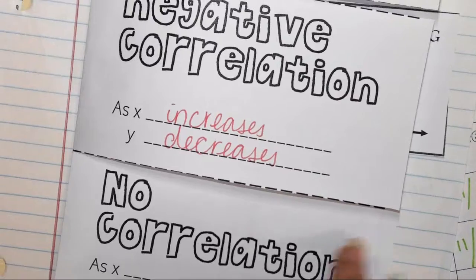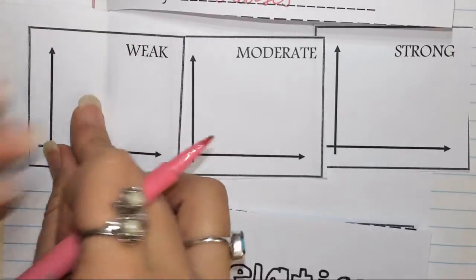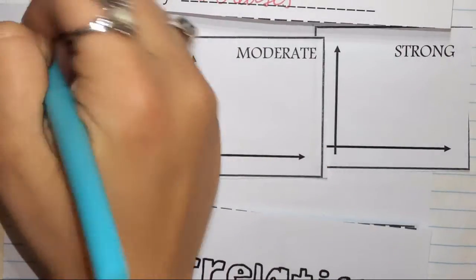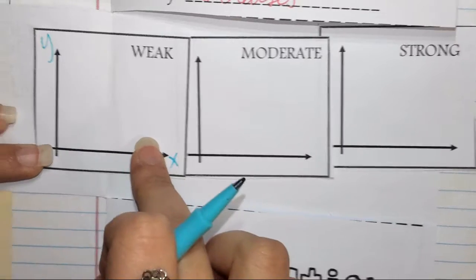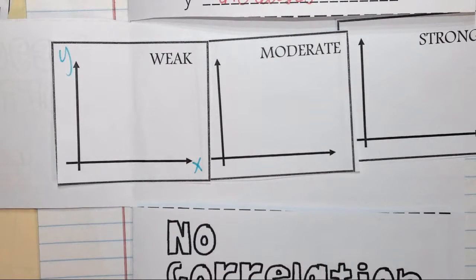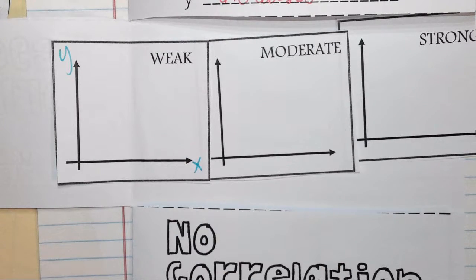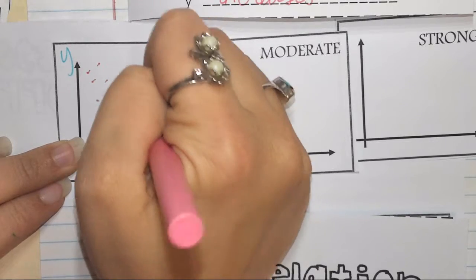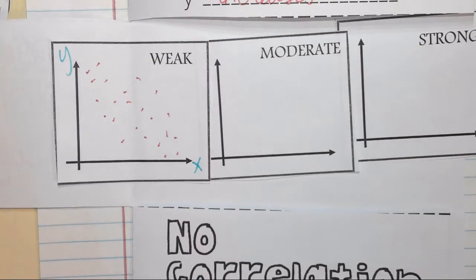Alright, so open this. It's the opposite. So start drawing. Do a weak, moderate, and strong. As X increases, Y decreases. So it's going to be going downhill. And remember, a weak one, they need to be scattered, but you can tell that they're going down. Okay? So start up top, and then work your way down.